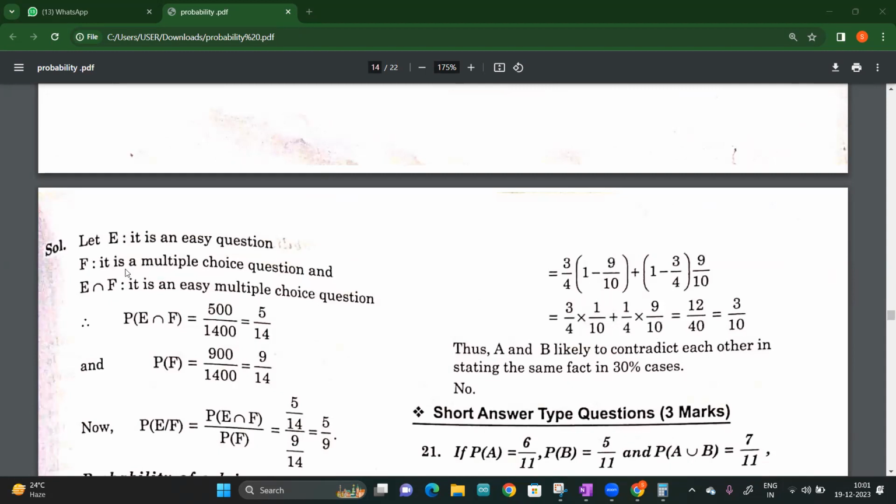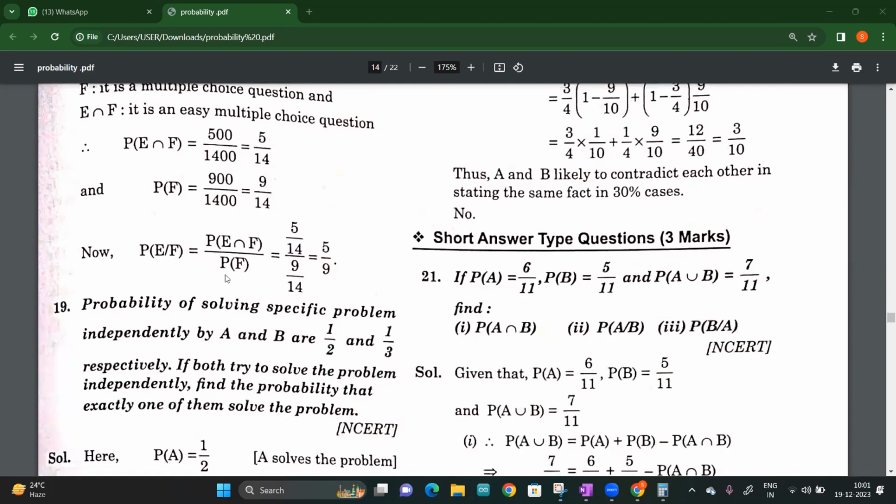E is the easy question, F is the multiple choice question. E intersection F is easy and multiple choice question. How many of them are easy and multiple choice questions? 500 out of 1400 questions. So the probability is 5 by 14. F means MCQs, 900 MCQs out of 1400, 9 by 14.